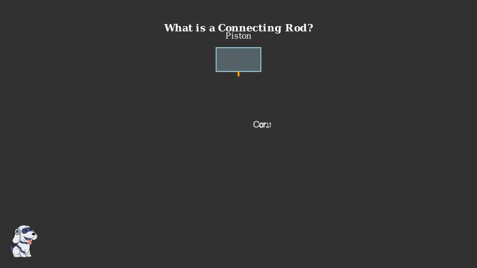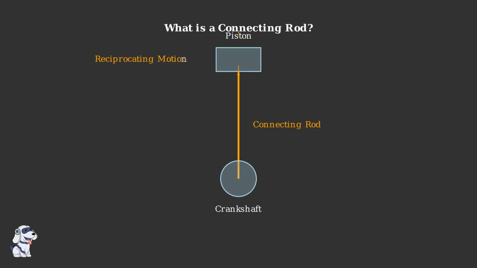The connecting rod serves as the mechanical link in the engine's power transmission system. It connects the piston, which moves up and down in the cylinder, to the crankshaft, which rotates to provide power output. The primary function of the connecting rod is motion conversion.